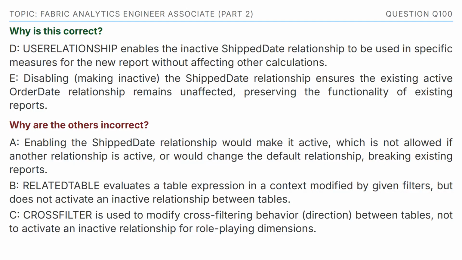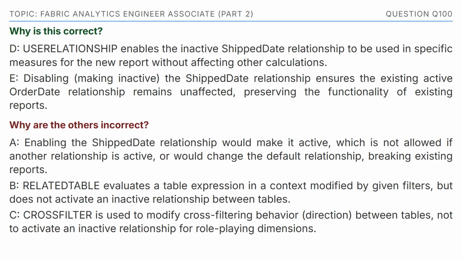Why is this correct? D. USERELATIONSHIP enables the inactive ShipDate relationship to be used in specific measures for the new report without affecting other calculations. E. Disabling, making inactive, the ShipDate relationship ensures the existing active OrderDate relationship remains unaffected, preserving the functionality of existing reports.